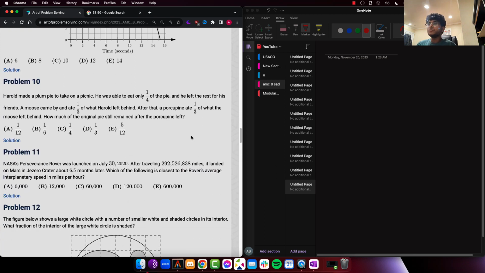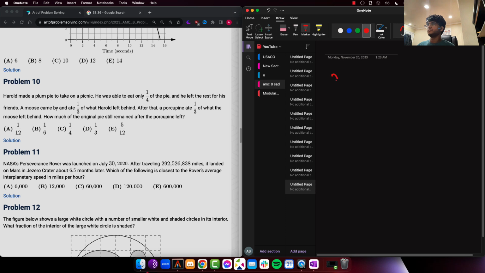Harold made a plum pie. He was only able to eat 1/4 and he left the rest for his friends. The moose came by and ate 1/3. Okay, so it's 3/4 times 4 and 9, so 2/3 squared. 3/4 times 4 and 9, so this is 1/3. So it's a D. This is 10. I should get out of red.